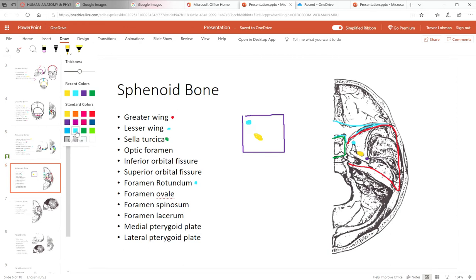Here is purple, spinosum. So from medial to lateral, they spell ROS. So I just kind of remember that. ROS. Rotundum ovale spinosum. Now this is a right side, so the left side would be a mirror image. It would go ROS. It's ROS, medial to lateral.